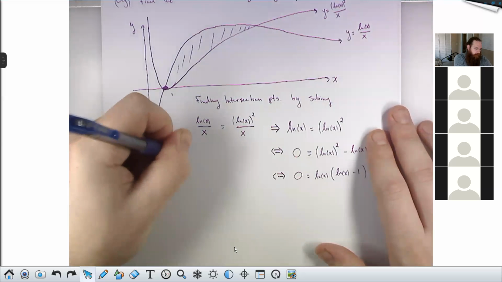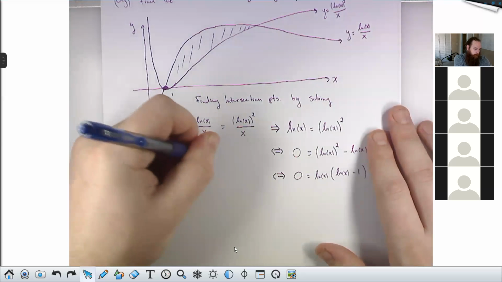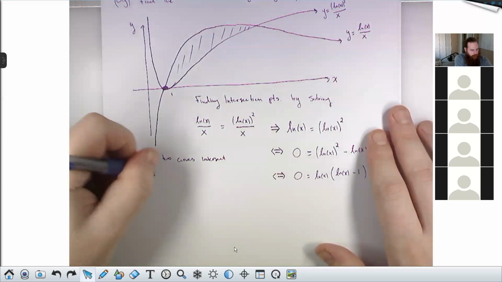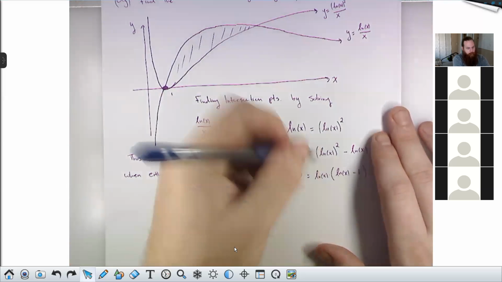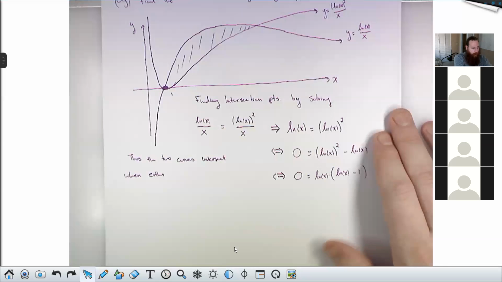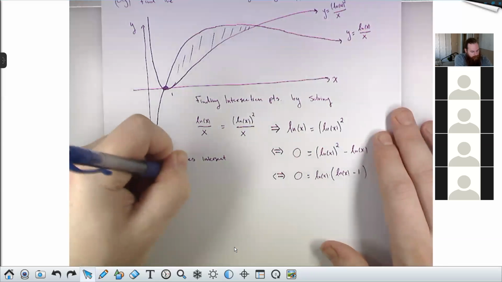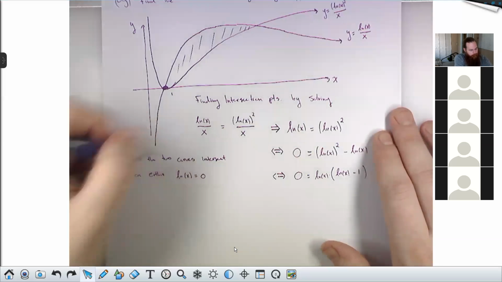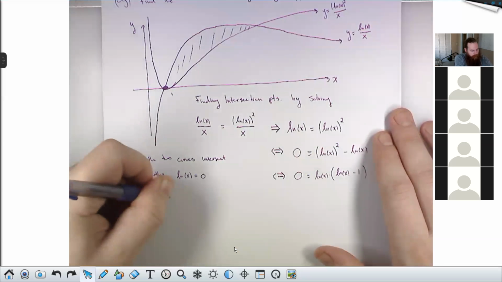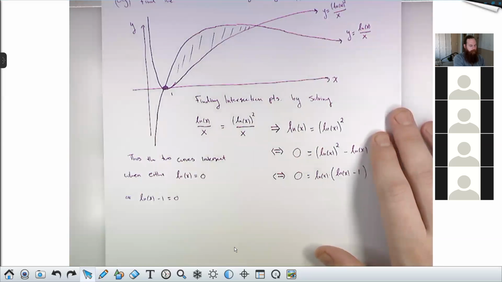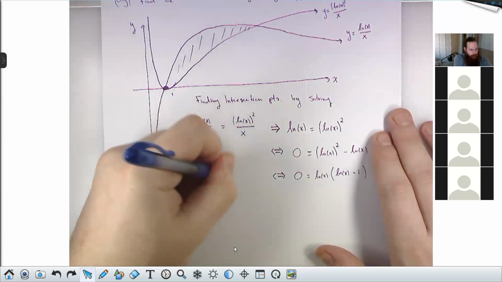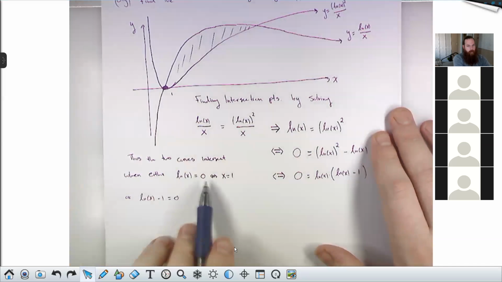Thus the two curves intersect when either, since here I have this product, ln x times parentheses ln x minus 1 is equal to 0, one of those has to be 0. So either ln x is equal to 0 or ln x minus 1 is equal to 0. This guy's easy. ln x is equal to 0 if and only if x is equal to 1. You exponentiate on both sides.